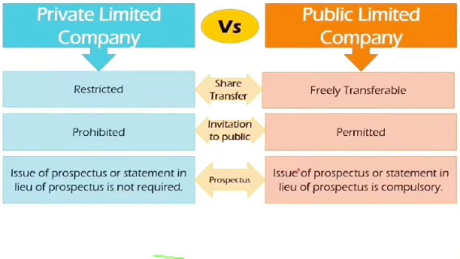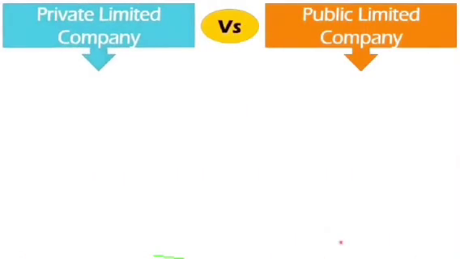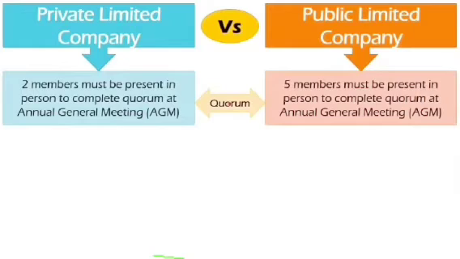So moving forward, we have the prospectus. The issuance of a prospectus or statement in lieu of prospectus is not required in the private limited company, while in the public limited company, the issuance of a prospectus or statement in lieu of prospectus is compulsory. Then the statutory meeting in a private limited company is voluntary, but it is mandatory in a public limited company.